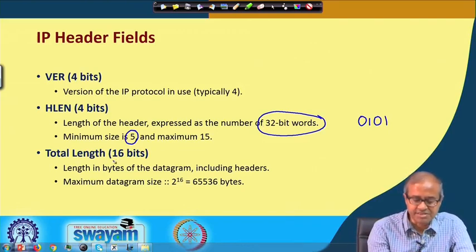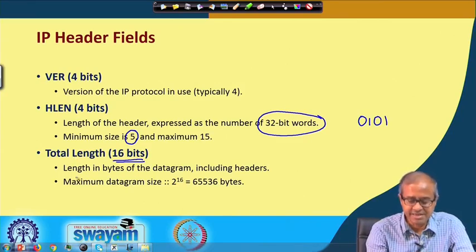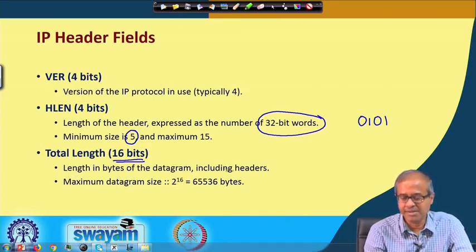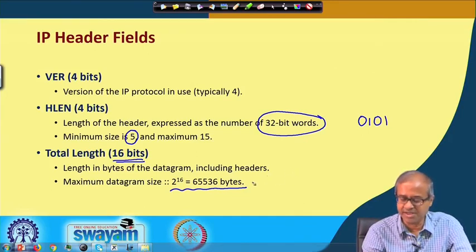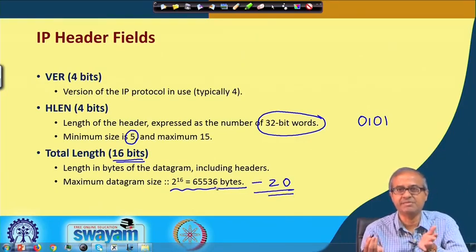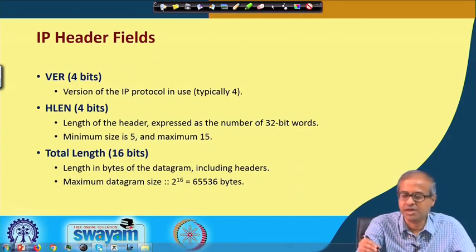Then there is a field which is 16 bits long. This is total length. This indicates the total size of the datagram including the headers. Now, in 16 bits what can be the size? 2 to the power 16 is 65536, so many bytes, and if you subtract the header, suppose in the minimum the header can be 20. So, you go minus 20, that many bytes can be there as part of the data, that can be maximum size of the data. Okay, in IP. This is what IP supports.